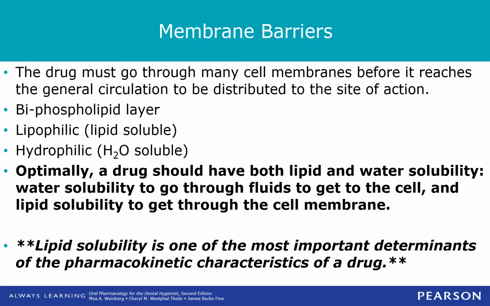Pharmacokinetics. The drug must go through many cell membranes before it reaches the general circulation to be distributed to the site of action. There's a bi-phospholipid layer, a lipophilic or lipid-soluble layer, a hydrophilic or water-soluble layer, and optimally a drug should have both lipid and water solubility. Water solubility to go through fluids to get to the cell, and lipid solubility to get through the cell membrane itself. Once again, lipid solubility is one of the most important determinants of the pharmacokinetic characteristics of a drug.